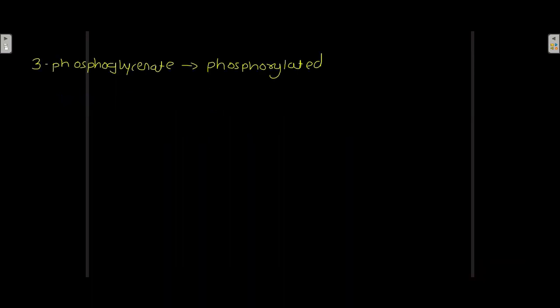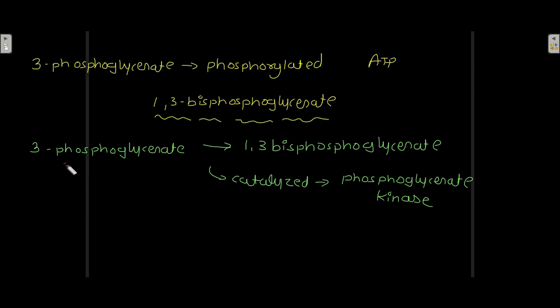First, 3-phosphoglycerate is phosphorylated by using an ATP molecule. The phosphorylation of 3-phosphoglycerate gives rise to 1,3-bisphosphoglycerate. The phosphorylation of 3-phosphoglycerate into 1,3-bisphosphoglycerate is catalyzed by phosphoglycerate kinase. Okay, this enzyme converts 3-phosphoglycerate into 1,3-bisphosphoglycerate by using an ATP.